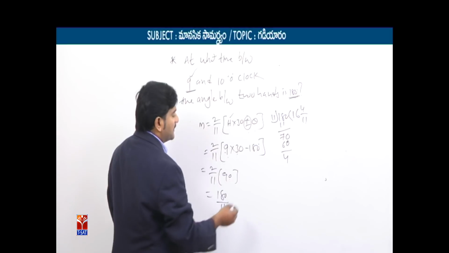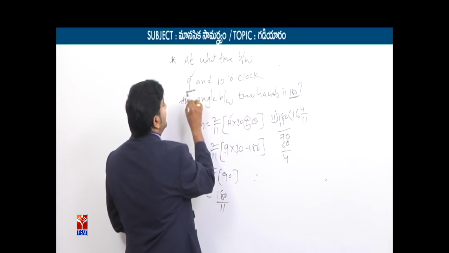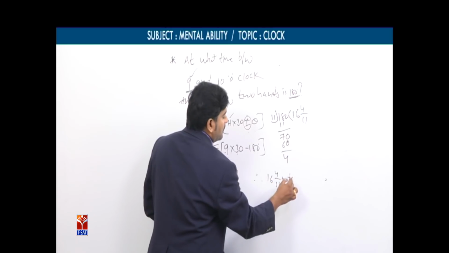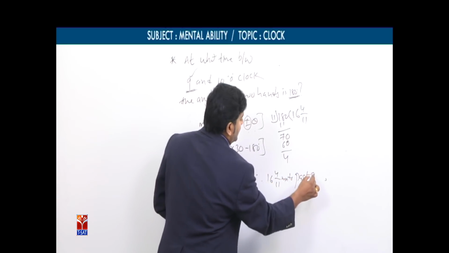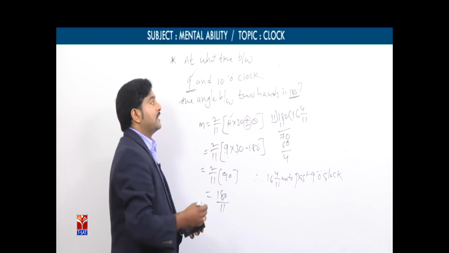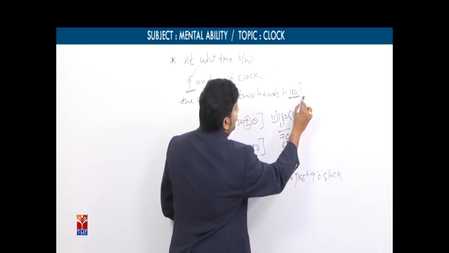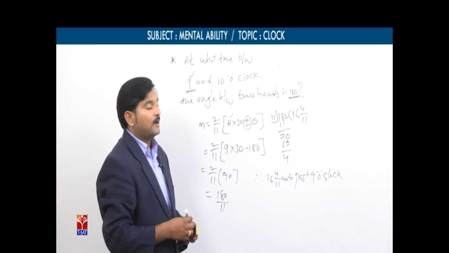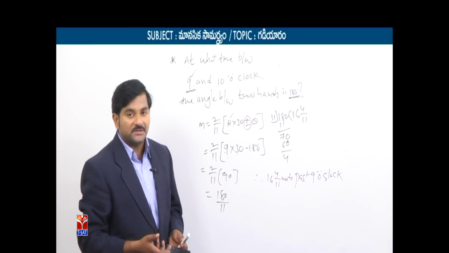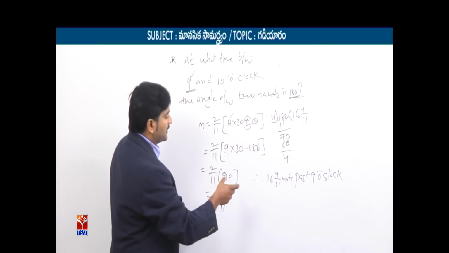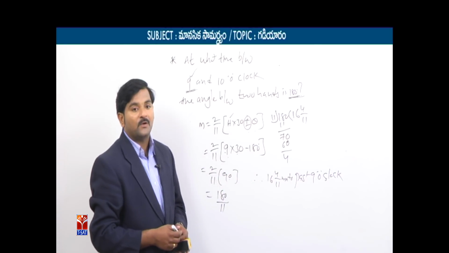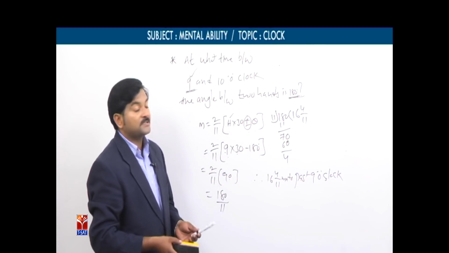So what final answer can we conclude? Since our starting hour is 9 o'clock, it is 16 4 by 11 minutes past 9 o'clock. Exactly at this point of time, the angle between the two hands is equal to how many degrees? 180 degrees. Or, at what time between 9 and 10 o'clock do the two hands point in opposite directions? The concept is the same. Again we take theta is equal to minus 180, and the final answer is 16 4 by 11 minutes past 9 o'clock.